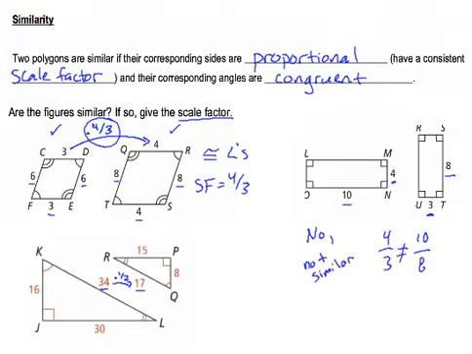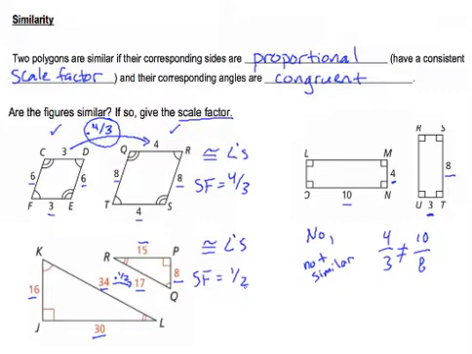Is that the same for the other corresponding sides? We look at 30 and 15. Yes, 30 times 1/2 is 15. We look at 16 and 8. Yes, 16 times 1/2 is 8. So we have congruent angles, and we have a consistent scale factor. From the large shape to the small shape, the scale factor here would be 1/2, or 0.5.